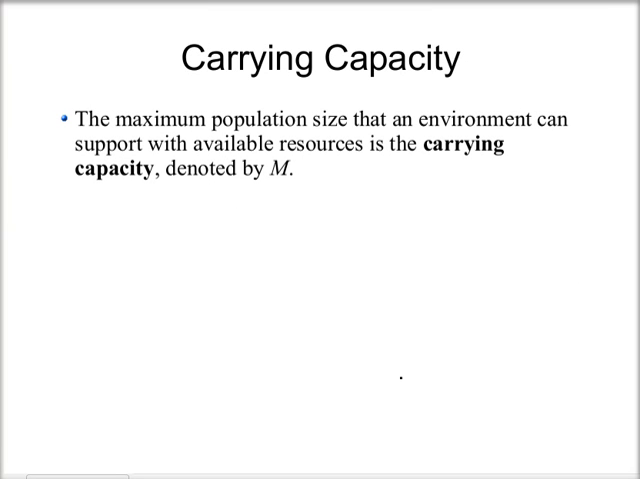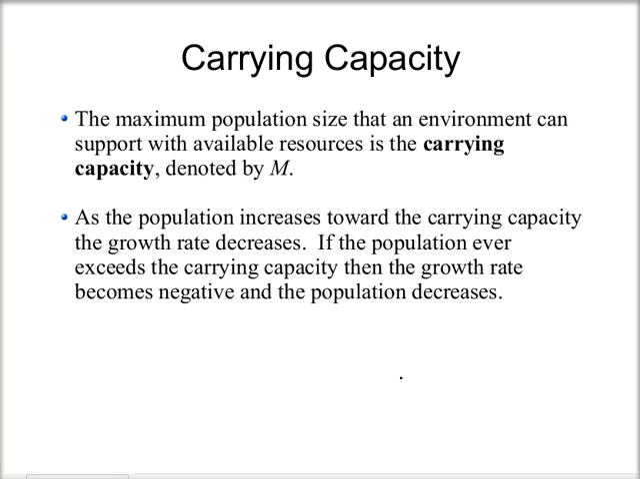So let's talk about carrying capacity. The maximum population size that an environment can support with the available resources is called the carrying capacity, and that's denoted by M, and the M stands for maximum. As a population increases towards the carrying capacity, the growth rate tends to decrease. And if the population ever exceeds or goes past the carrying capacity, then there aren't enough resources to support that population, and the growth rate is going to become negative and the population is going to decrease.